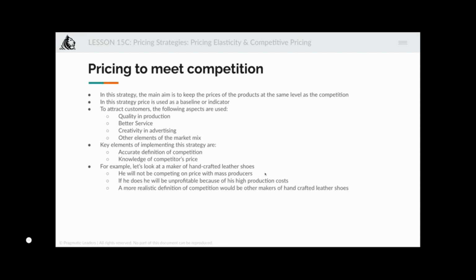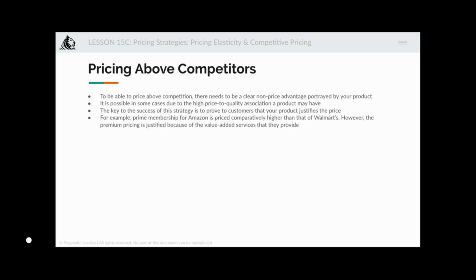Mass producers would have economies of scale, so they can produce at a very cheap price, right? If he does that, he'll become unprofitable and go out of the market very soon, right? So he will look only at those competitors who are also makers of handcrafted leather shoes, very high end, right? And he would price according to that in his local geography, right?